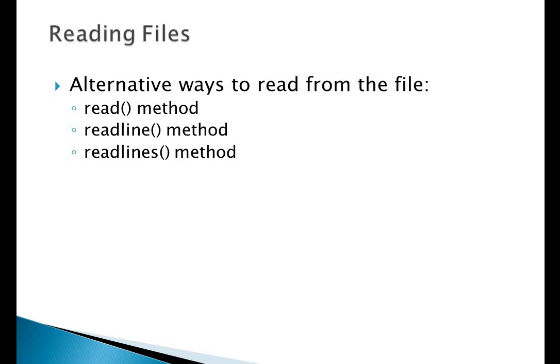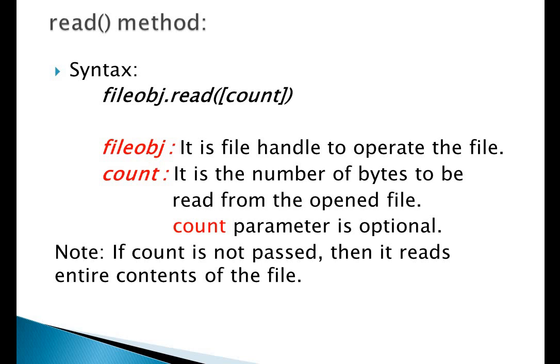First one, read method. The syntax for this method is given here. As it is the method, it should be called using object. The type of the object is file. So using file object, we will call read method. This read method has two versions. First version that accepts nothing, and second version that accepts value for count argument. See here, the count argument is optional.